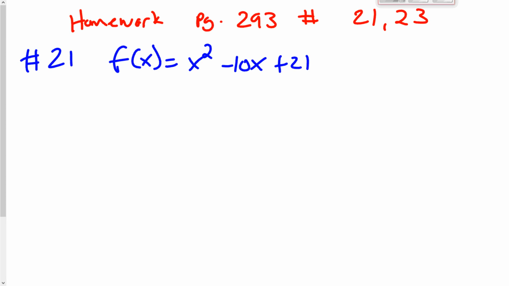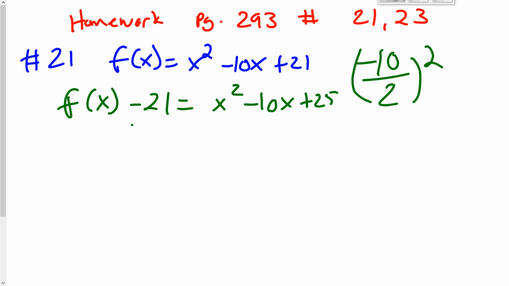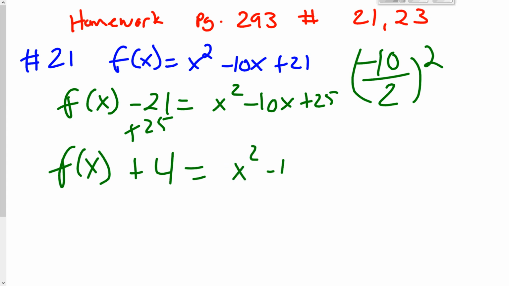Okay, so here's number 21, f of x equals x squared minus 10x plus 21, where we do not have to worry about dividing by a because our a is 1. So we just move our old c over. Then we're going to find our new c by taking our b, which is negative 10, dividing it by 2, and then squaring it. So don't forget to square it like I did in the other example. So that'd be 25. So we're going to add 25 to this side, and we're going to add 25 to this side. So that's f of x plus 4 is equal to x squared minus 10x plus 25.